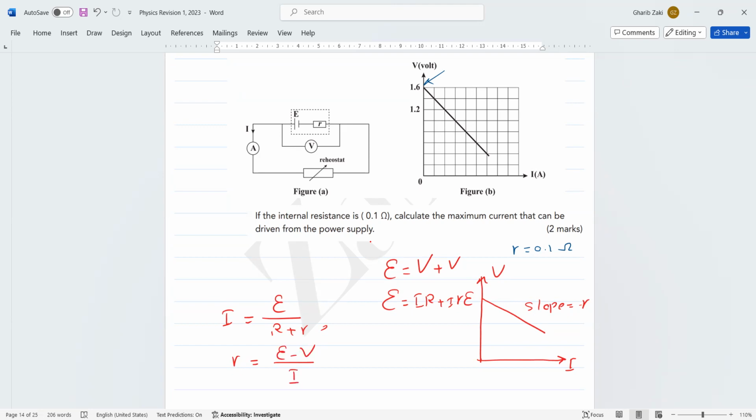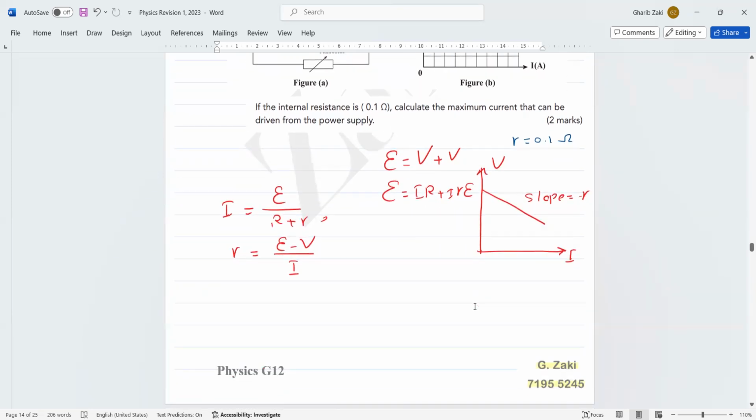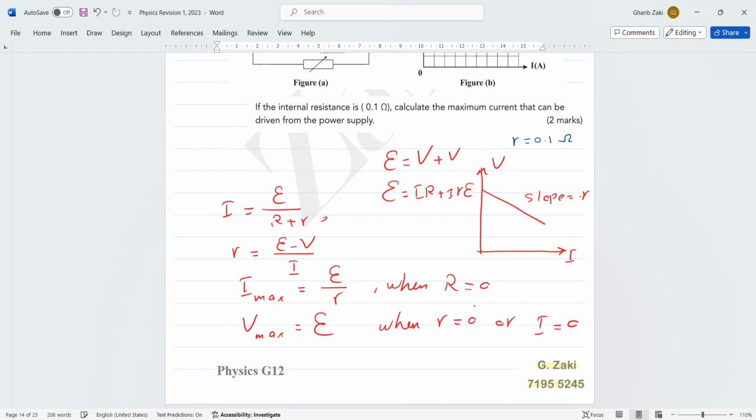We have here 3 important things about what? About I maximum. The maximum current equals E over R. This when R capital equals 0. And V maximum equals EMF. This when R small equals 0, or when the current equals 0. Finally, the maximum power when R capital equals R small. Those are 3 important things about the internal resistance.